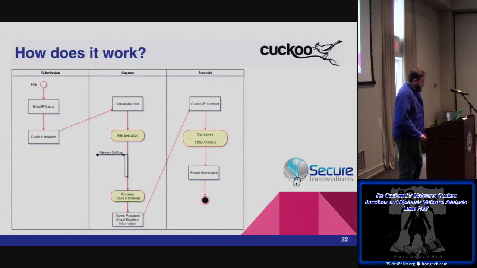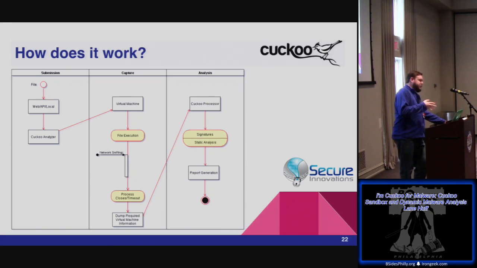So how does it work? This is a very complicated diagram. Basically, you submit it through a web interface or an API. Cuckoo has both. And it goes to the analysis machine where it executes it. This machine listens, it monitors the changes, it monitors the network traffic, the memory, and everything like that.